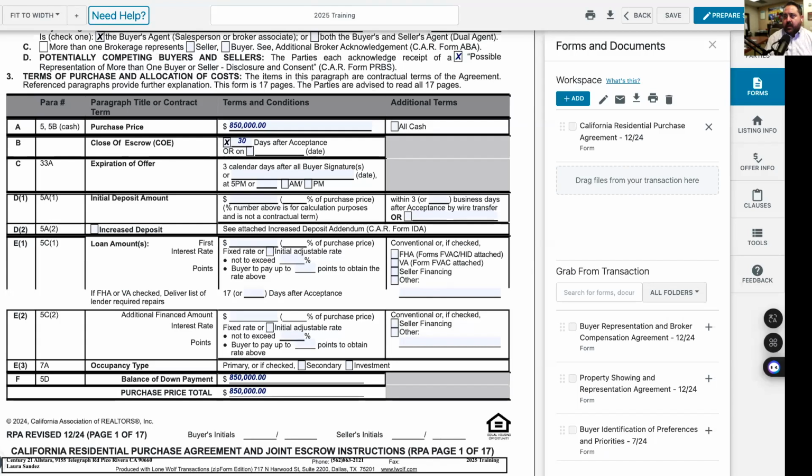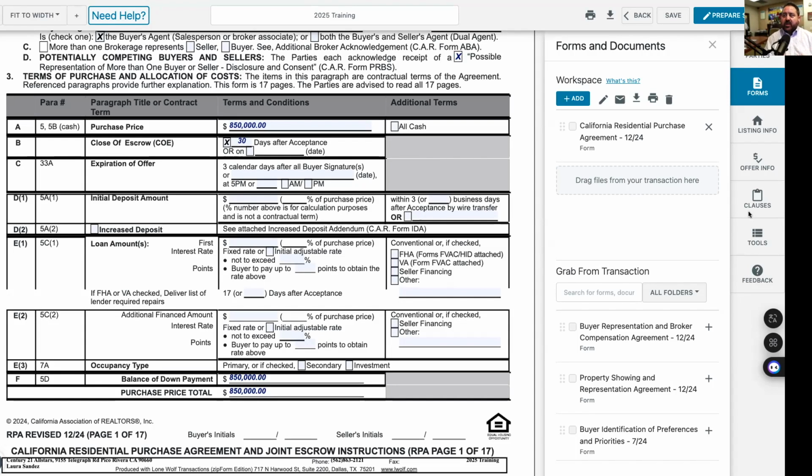What you should be looking at right now is the first page of the RPA. So last week we talked about buyers' names, about making sure the address was correct. We talked about not checking all cash if it isn't all cash. We talked about the close of escrow periods, right? The amount of days that we went through. And we even talked about expiration of offer.